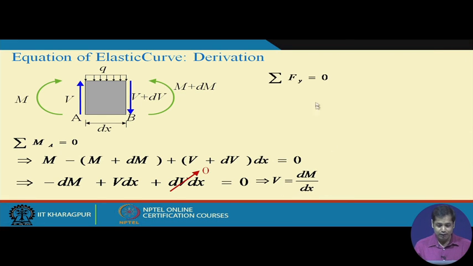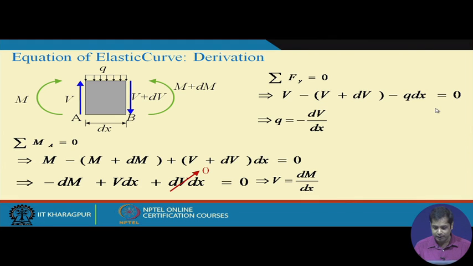And similarly, if you apply Fy is equal to 0. Actually, instead of taking moment about A, better you take moment about the midpoint. Then probably it is better, because if you take moment about the midpoint, the contribution of this force will go, and then you can arrive at this expression. Take Fy is equal to 0, with all the forces in the Fy direction, and this gives you q is equal to minus dV by dx.